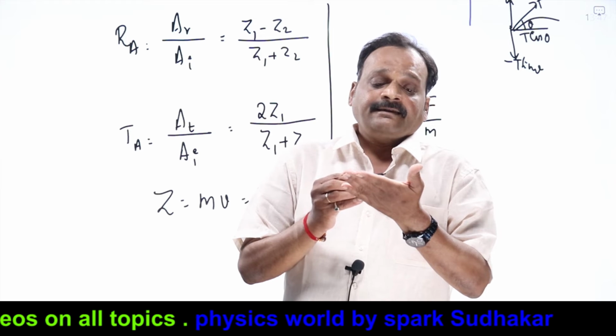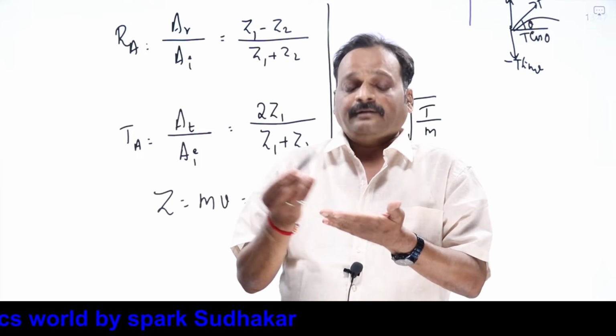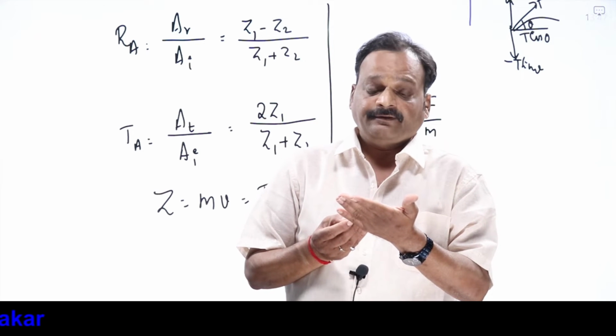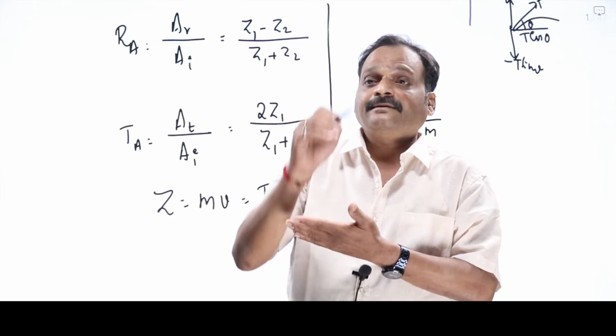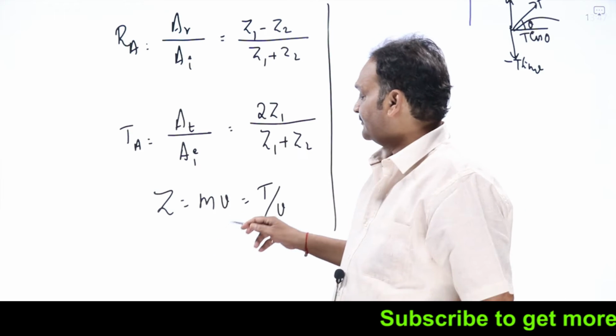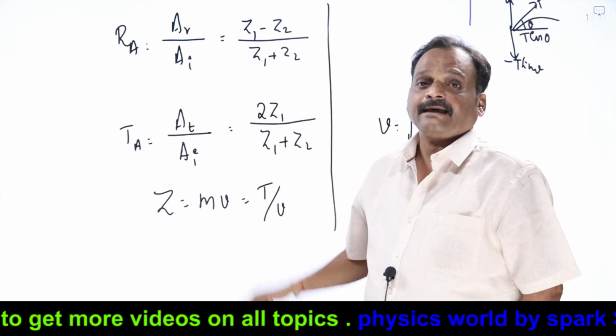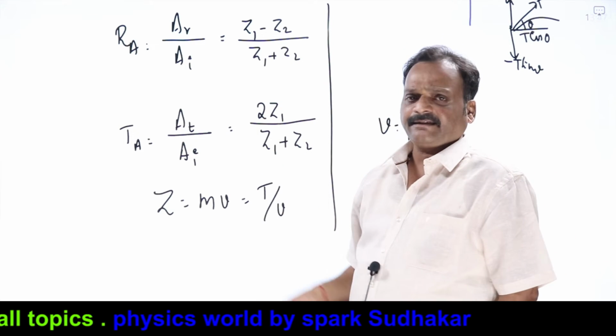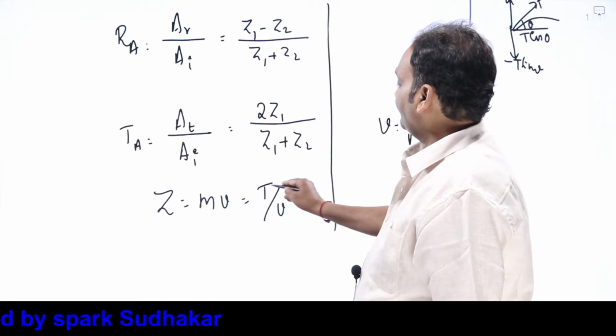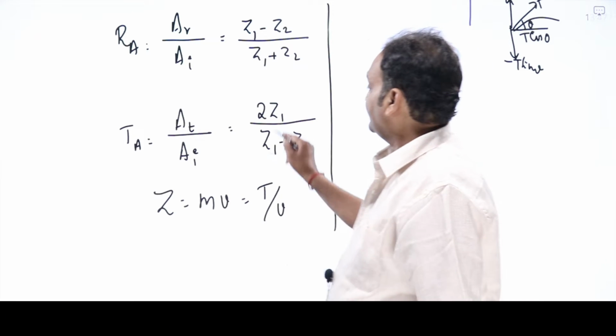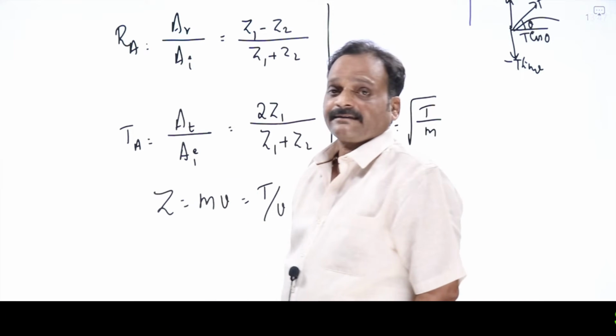For an electromagnetic wave, or in an LCR circuit, it is root L by C. Similarly, here also, impedance is M into V. That is electrical impedance, and this one is mechanical impedance. We'll see one after the other. Z equal to MV equal to T by V. This is the definition of the characteristic impedance.